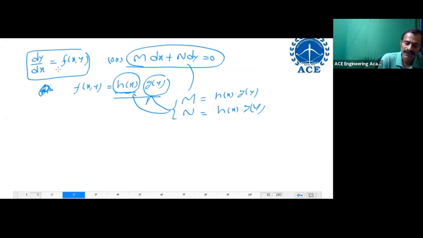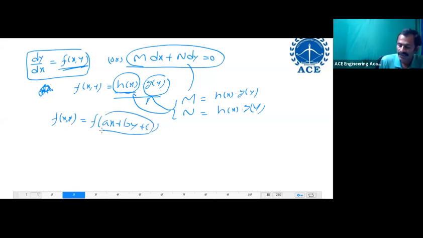But the function may not always be written in this form. In some cases, the function may be given like this also: f of x equal to a function of ax plus by plus c. This function is a function of a linear expression. In this case also, we can separate the variables indirectly by replacing this expression with some other variable z. Two problems on these two.